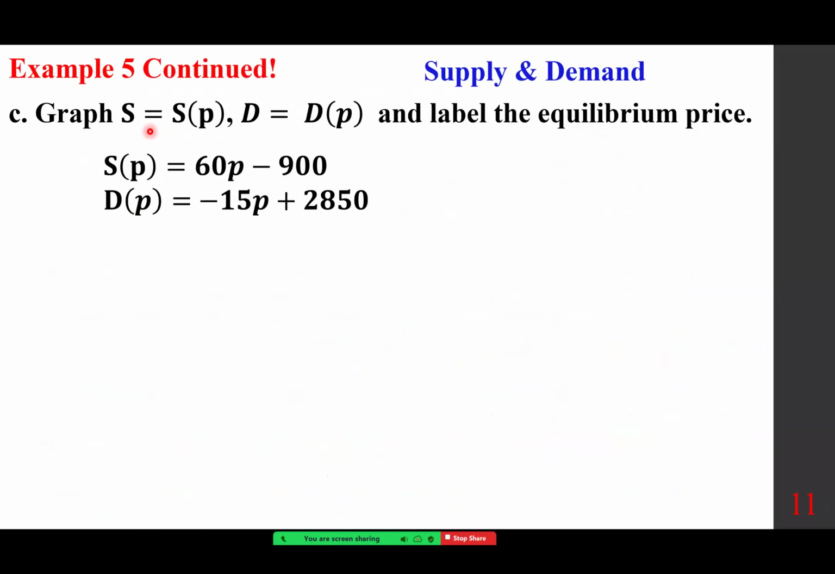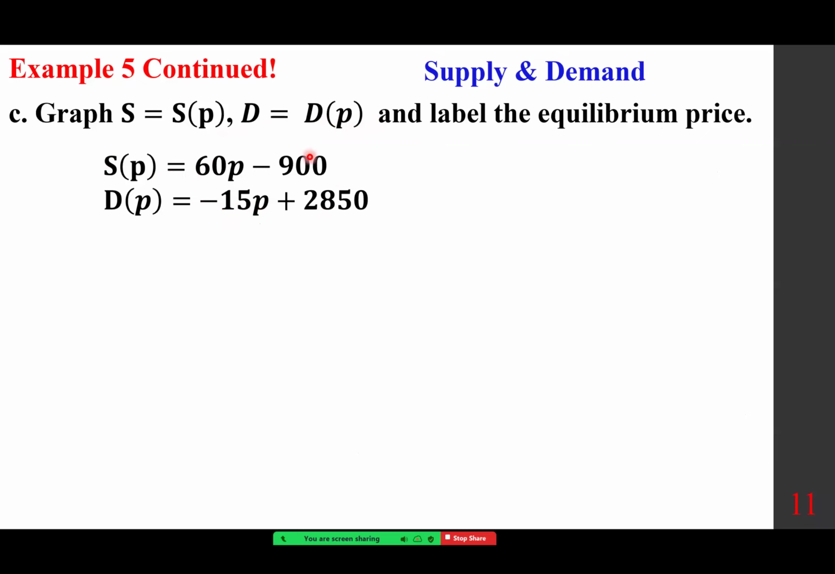So we want to graph S equals S of P, D equals D of P, and label the equilibrium price, where S of P is 60p minus 900 and D of P is minus 15p plus 2850. We already have the equilibrium point. We calculated the equilibrium point at 50, 2100. It should work for both of them, and it does.